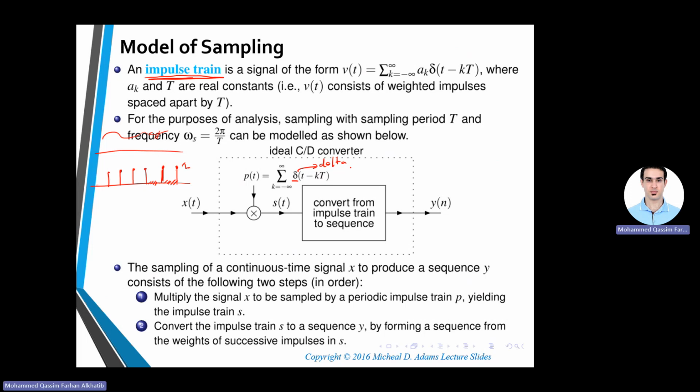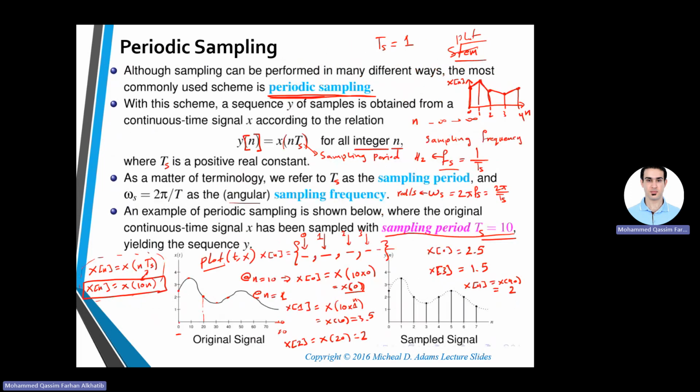All right. So to sample a continuous time signal to produce a sequence, multiply the signal to be sampled by a periodic impulse train, and convert the impulse train to a sequence by forming a sequence from the weights of successive impulses. You don't have to worry about this process. In the exam, you just follow this mathematical expression, and I hope this explanation helps. At the end of the lecture, there is an example, actually similar to the quiz of last semester, so we'll try and solve it in class.